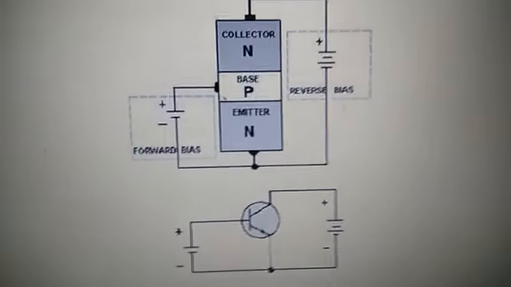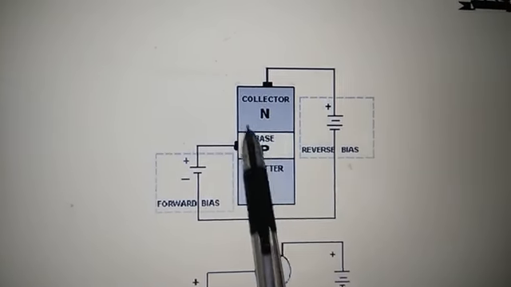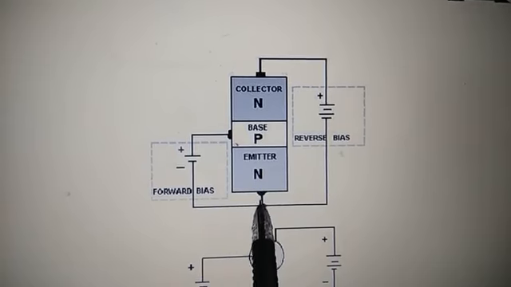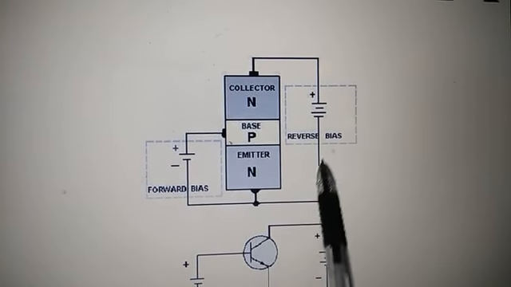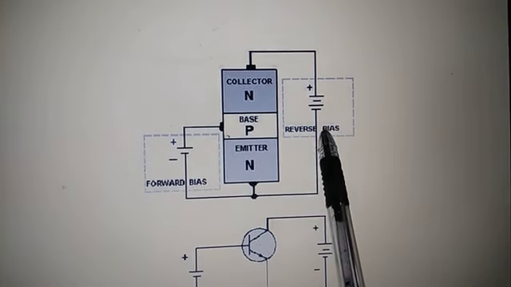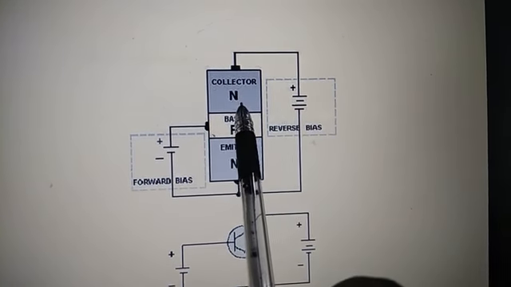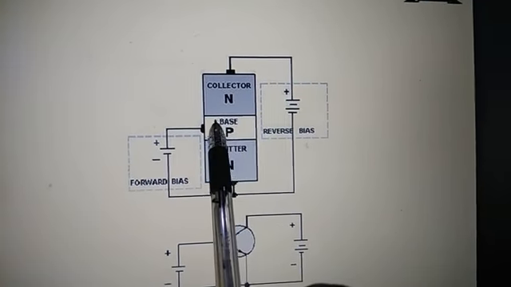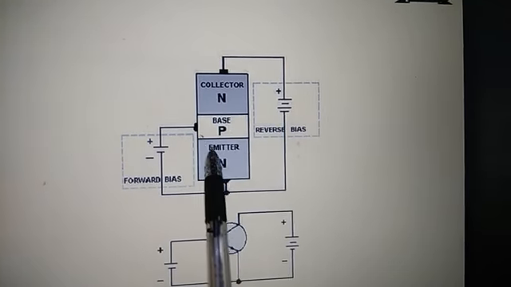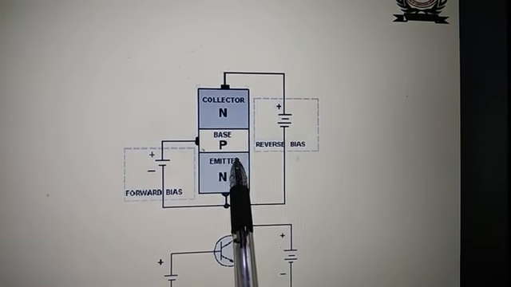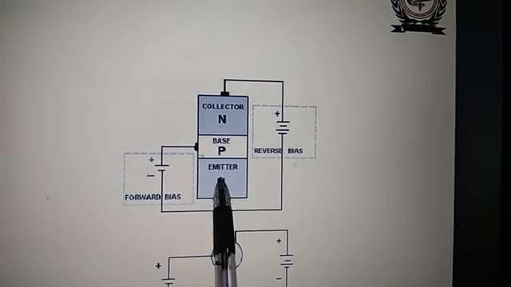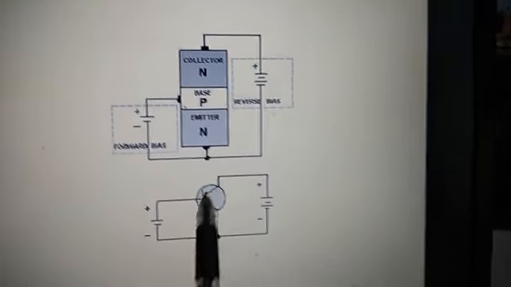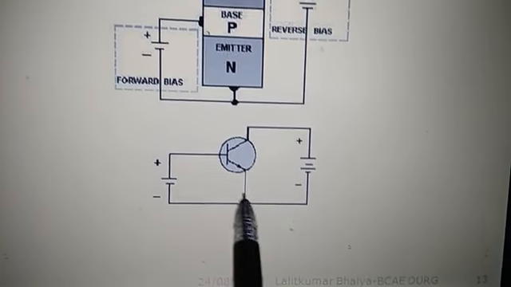You can see here, this is the collector, and this N type is connected to the positive of the battery, and this emitter N type is connected to the negative of the battery. So this collector junction becomes reverse bias. This junction becomes reverse bias, while this junction becomes forward bias. Emitter base junction is forward bias and base collector junction is reverse bias. And this is the connection diagram.